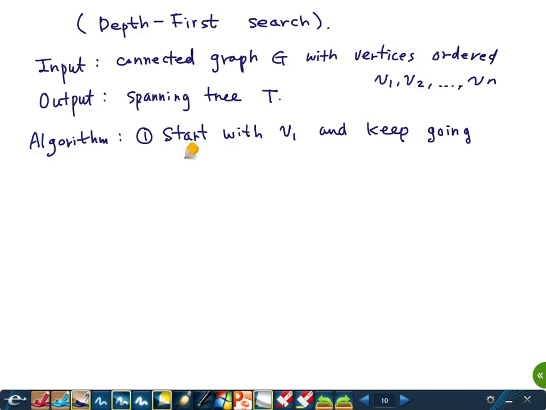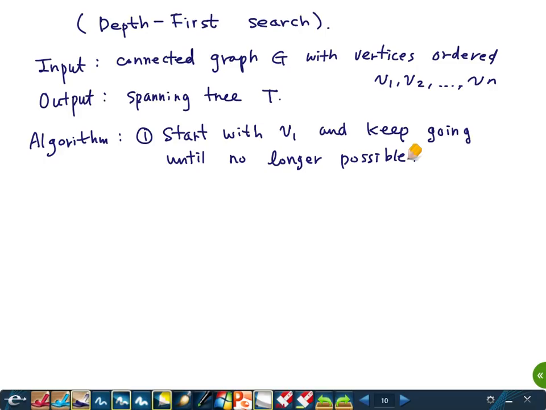Say until no longer possible. So just go to a neighbor, its neighbor, and neighbor again, finding new vertices one at a time, until you cannot really go anywhere else. You are stuck at some point. And you know, V1 has many neighbors. And how do you decide which vertex to visit first? Use the ordering given, that's the given ordering.